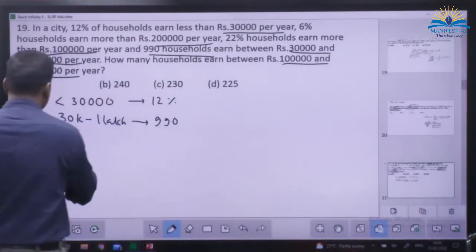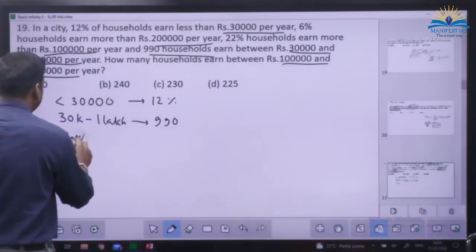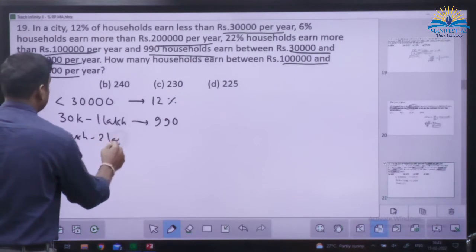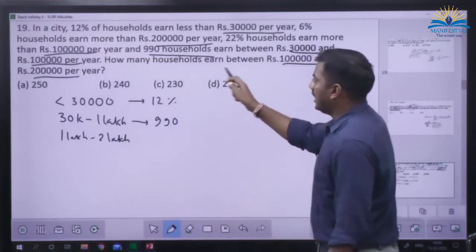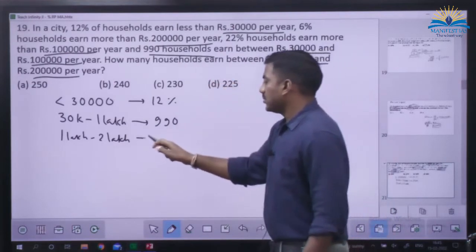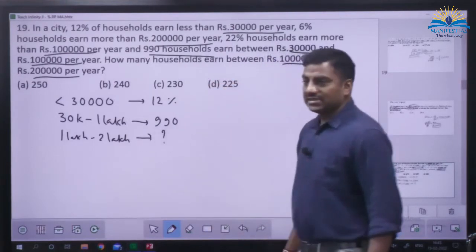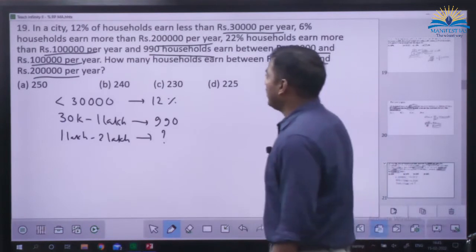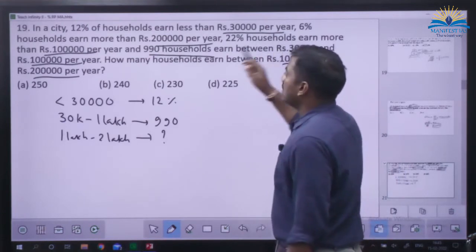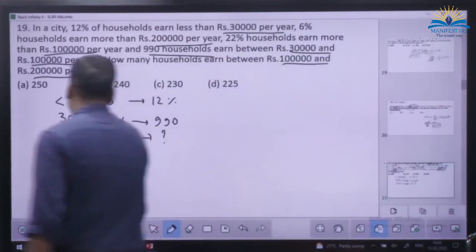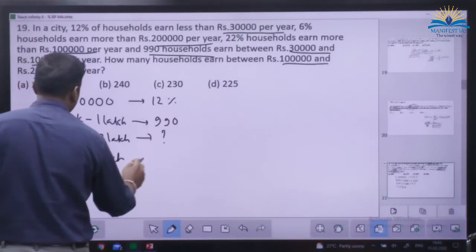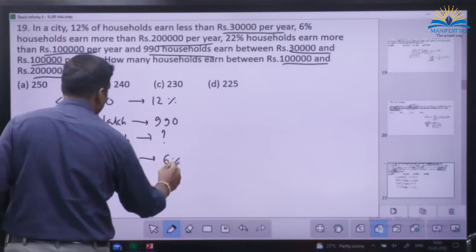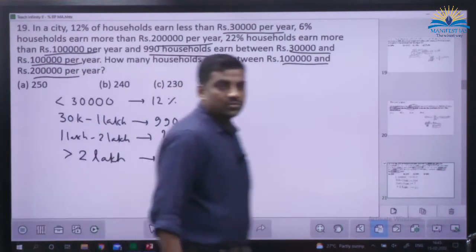Then 1 lakh to 2 lakh. Between 1 lakh and 2 lakh, how many? They are asking this, right? Then what have they given? Other thing. More than 2 lakh, how many? 6%, right? Yes.